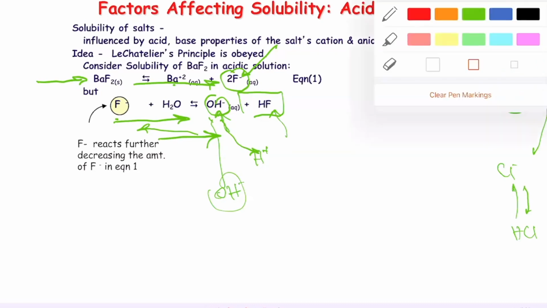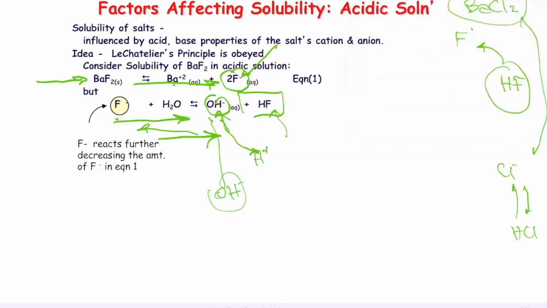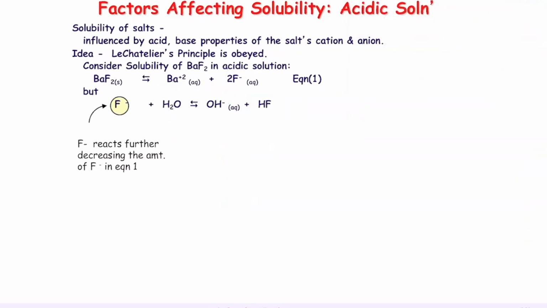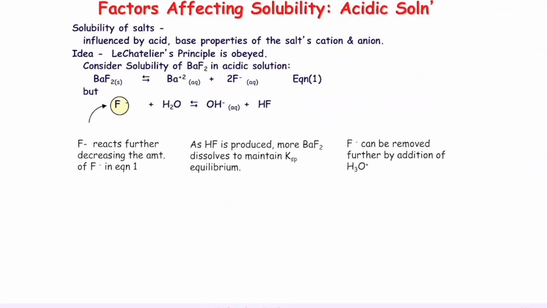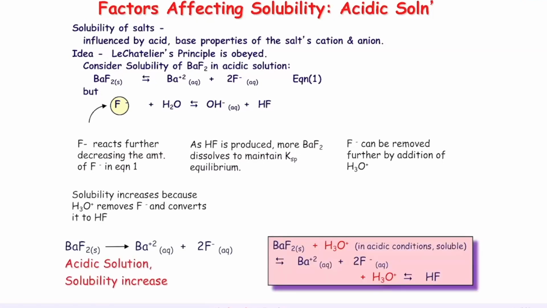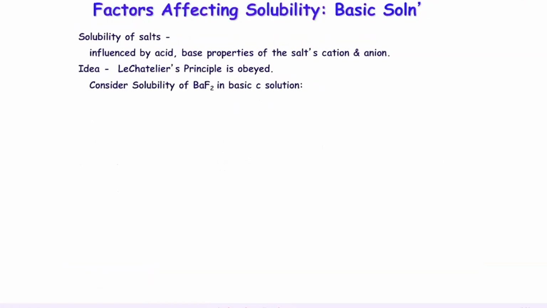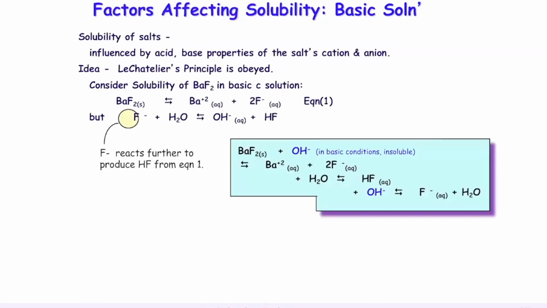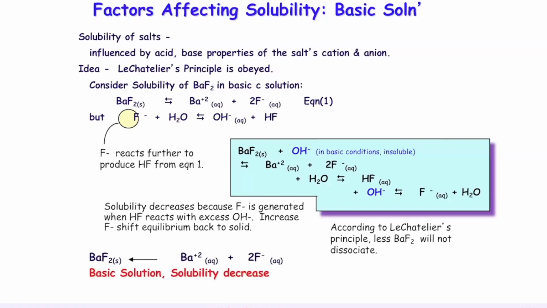And that's what's summarized here in this slide. F minus can be removed further by addition of hydronium, like that. So we increase the solubility by making the solution acidic. Likewise, we can decrease the solubility by making the solution more basic, just based on what you guys learned already, Le Chatelier's principle.